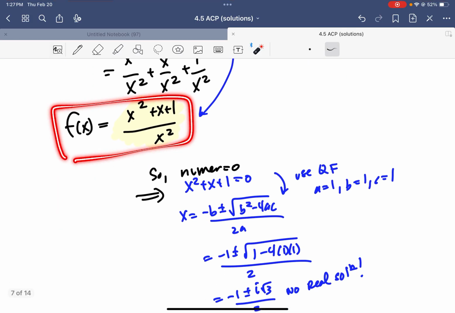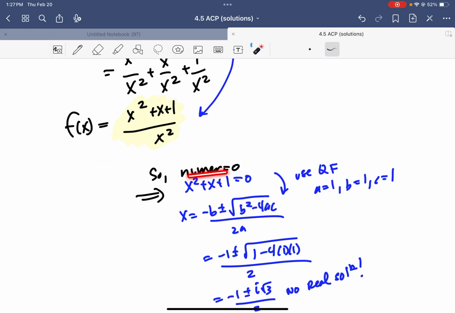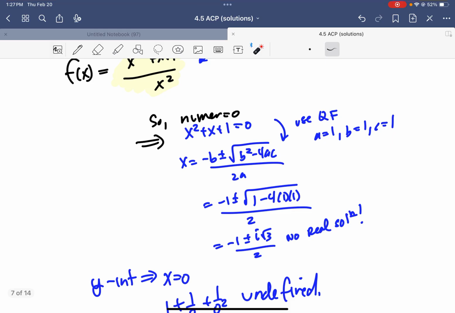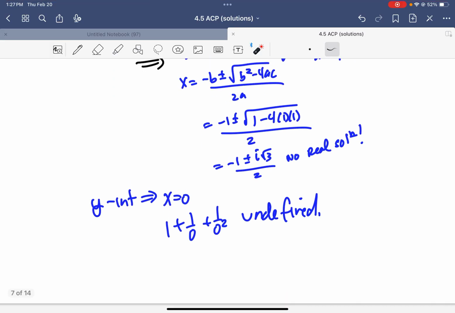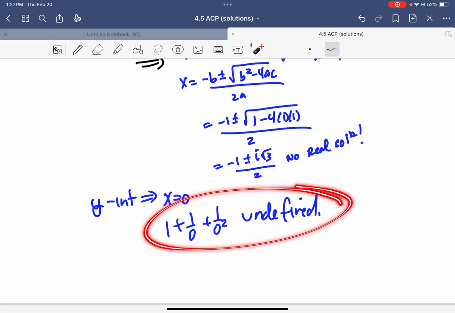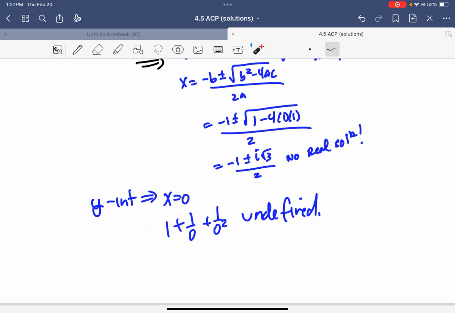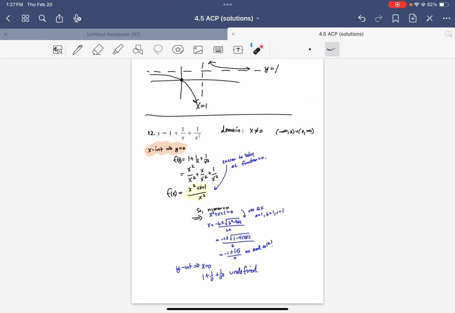So for this thing, to find out where y is equal to 0, I set the numerator equal to 0. I get this. Then using the quadratic formula, you end up getting non-real solutions. So no intercepts. But then the y-intercept is where x equals 0. I think you can also, again, tell it's going to be undefined. There's going to be no values.